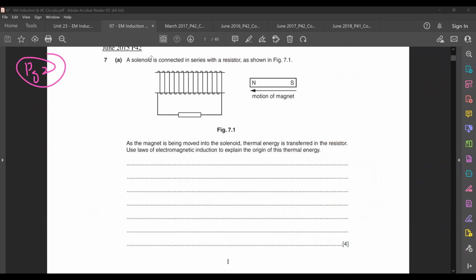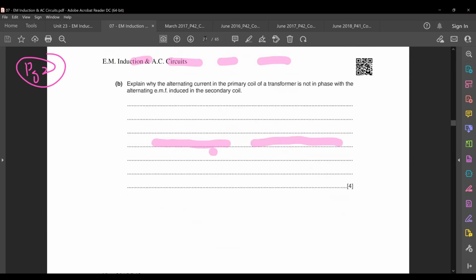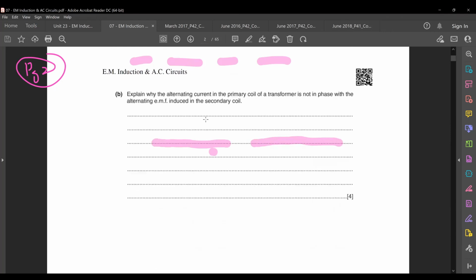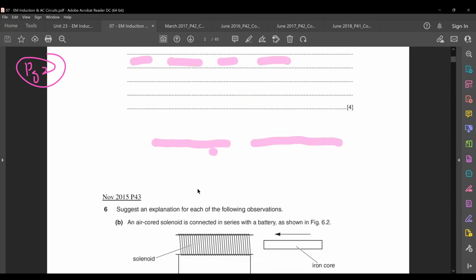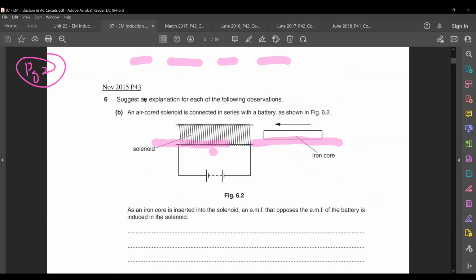Here we tell you have a solenoid that's connected in series with a resistor as shown in figure 7.1. As a magnet is being moved into the solenoid, thermal energy is transferred into the resistor. Use law... this one I think we've done already. So this one is page 1. I'm not talking about page 2, sorry. This one. Page 2, question 6, sorry. This is under page 2, question 6, this one.